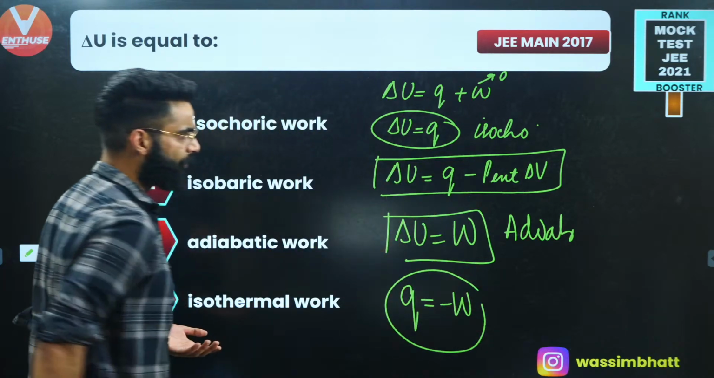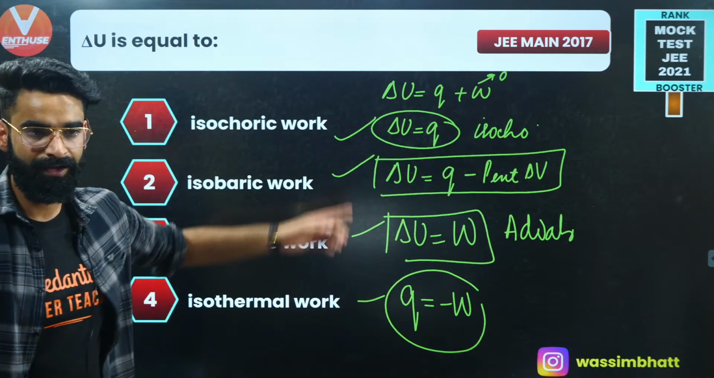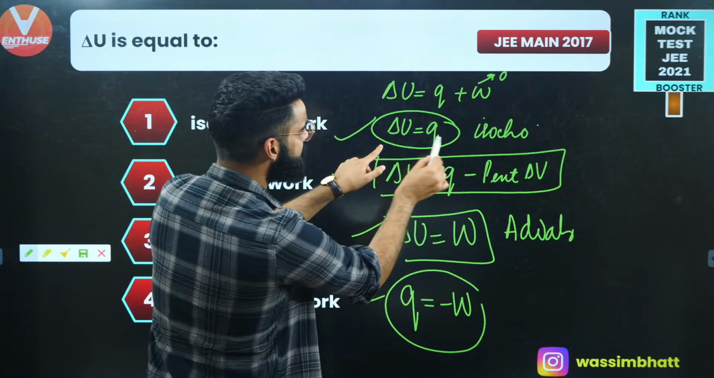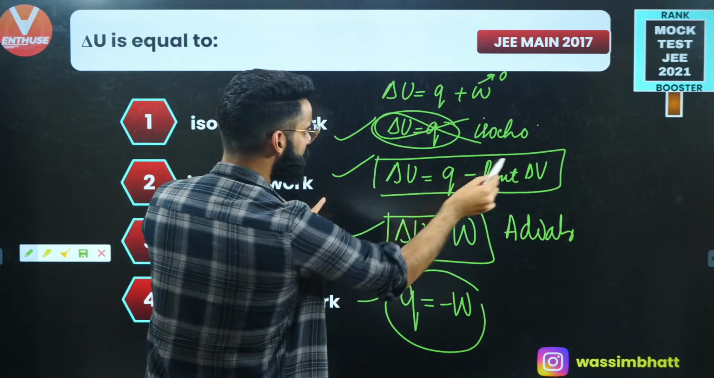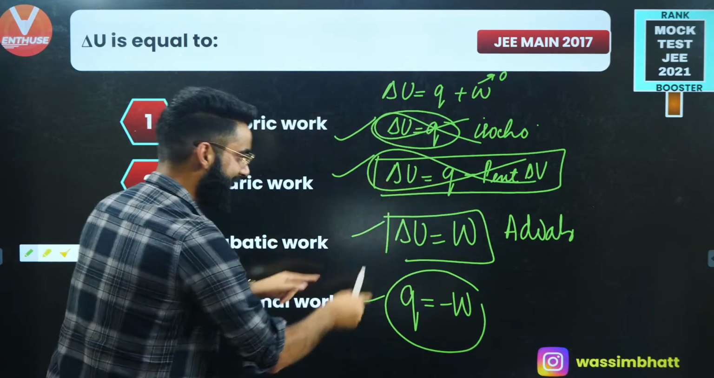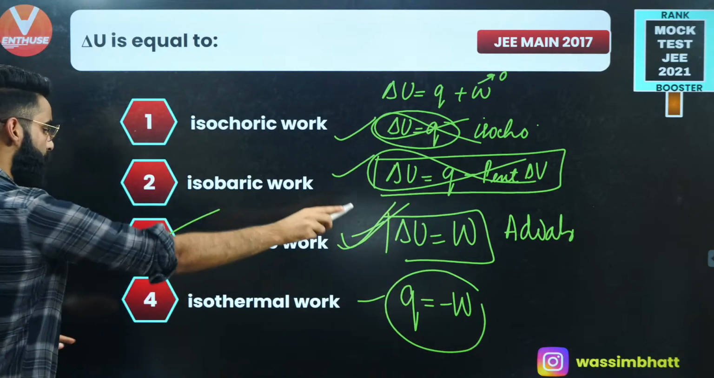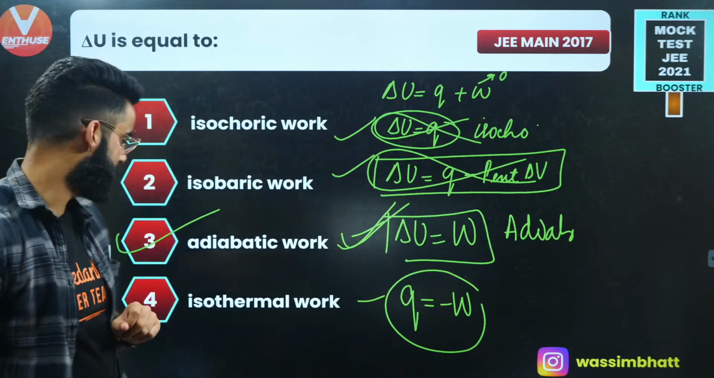Now you tell me which one satisfies it among the 4. Delta U is equal to what? Is delta U equal to isochoric work? No way. Is delta U equal to isobaric work? No way. Is delta U equal to adiabatic work? Yes, delta U is equal to adiabatic work, right? Option C is the one which is correct among all, right?